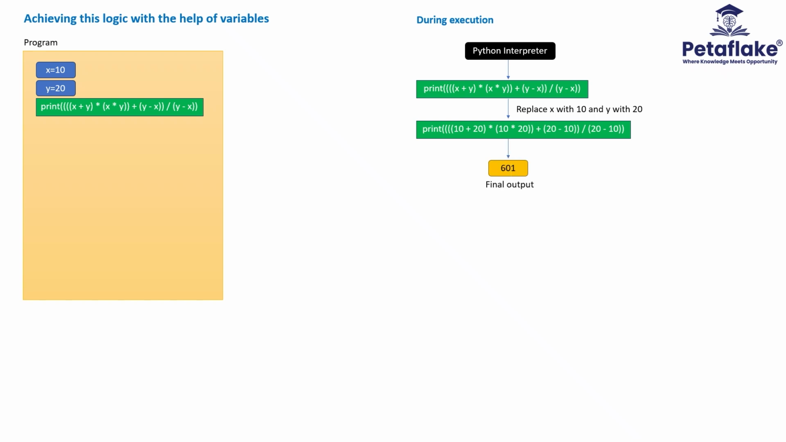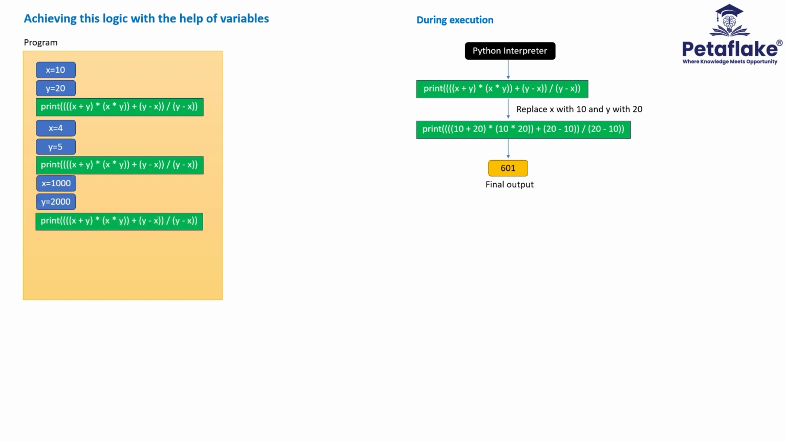As we need to perform the calculation for the variables x equal to 4 and y equal to 5, we need to assign the new value 4 to the variable x and 5 to the variable y. Then we need to rewrite the logic again to print the result of the calculation for the values x and y. Similarly, for performing the calculation of 1000 and 2000, we need to repeat the same code by changing the values of x and y to 1000 and 2000. Similarly, for performing the calculation with 45 and 70, we need to repeat the same code by changing the value of x to 45 and the value of y to 70.